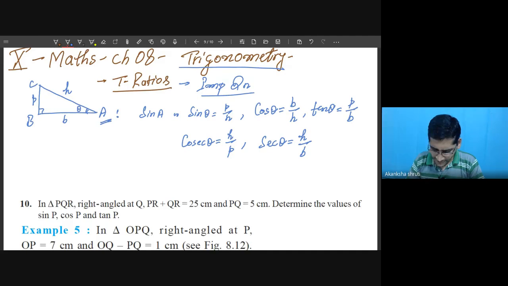Students, you must keep in mind that whatever these sine, cos and all these things are, the standard acceptance is that they should be written in a smaller letter, not in capital letter.